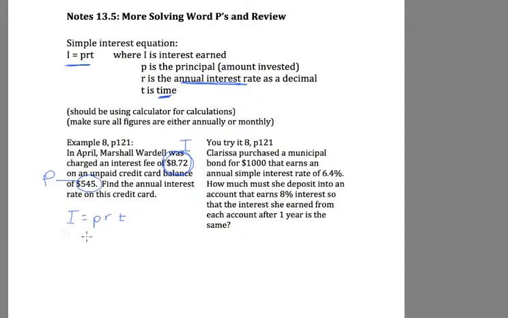So we sub in $872 for I. Principal was $545. The rate we don't know, and our time was 1 year. Now timesing by 1 does not change the value of this expression at all, so you can think of it without the 1. So now to find the interest rate, you divide both sides by 545.